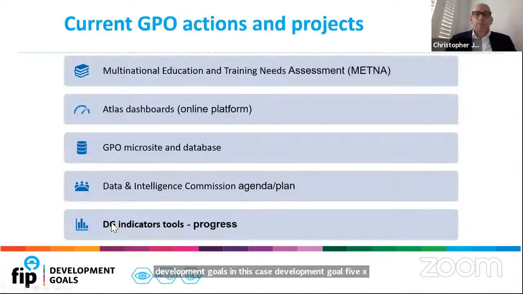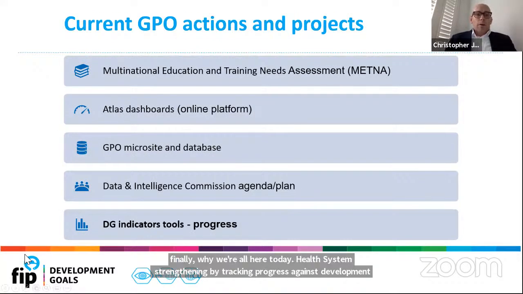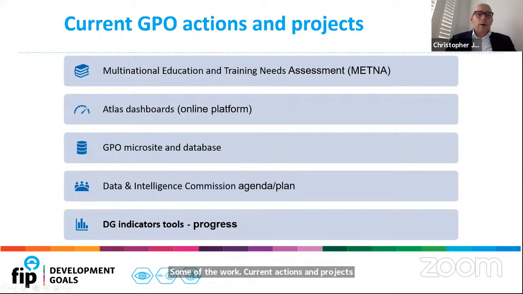Next slide, please. Some of the work and current actions and projects of the GPO, just to show you, are: we've been undertaking a big project on a multinational education and training needs assessment. One of the key outputs of this project and key message was that some nations are needing more support with developing competency-based approach to education. I've mentioned the Atlas and the work we're doing there.